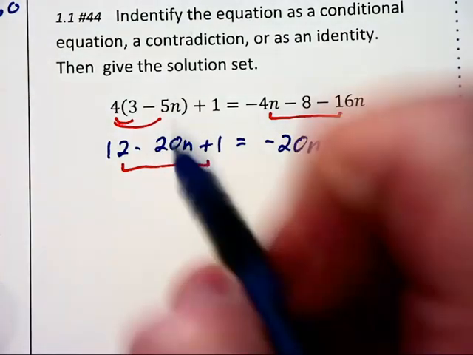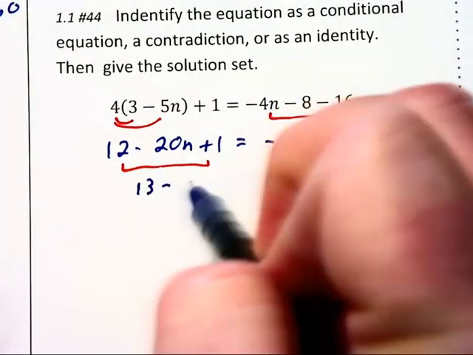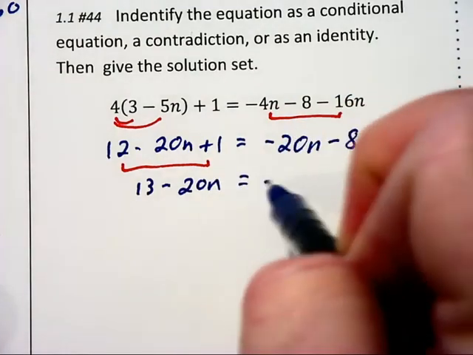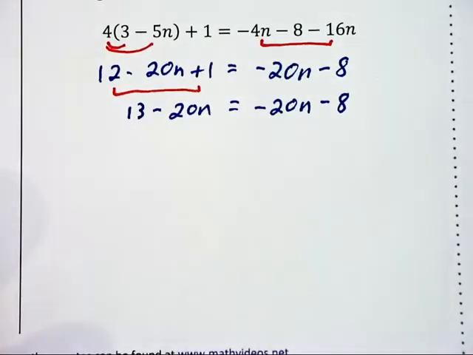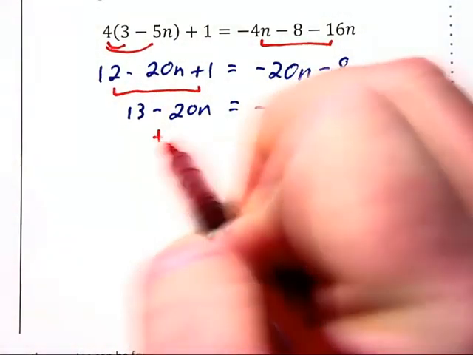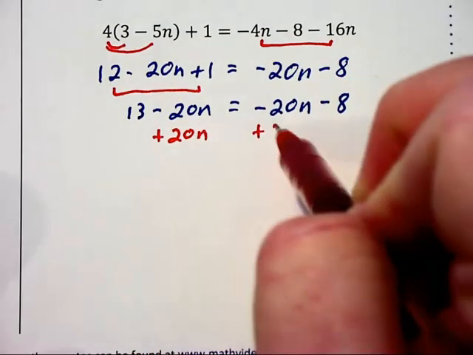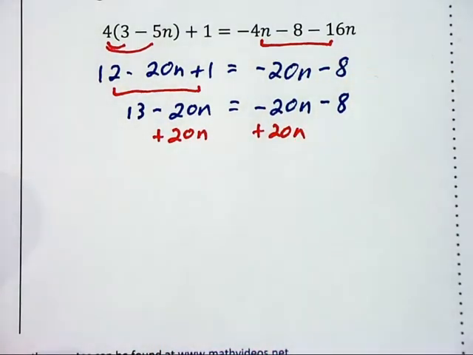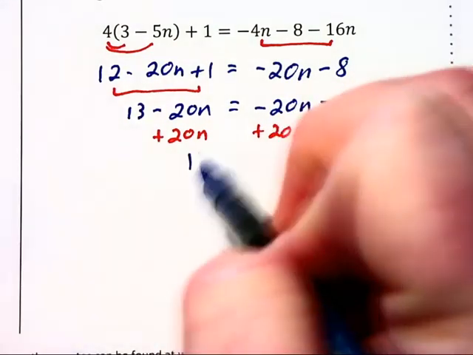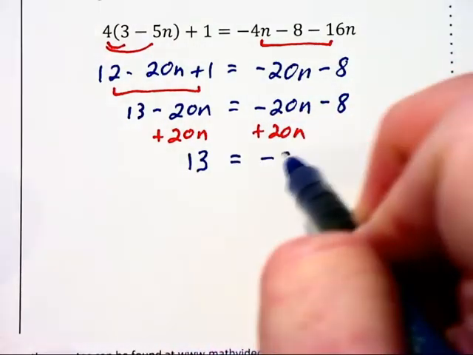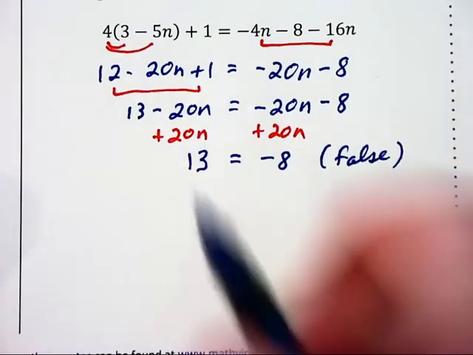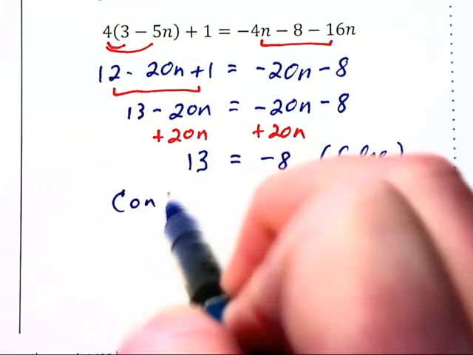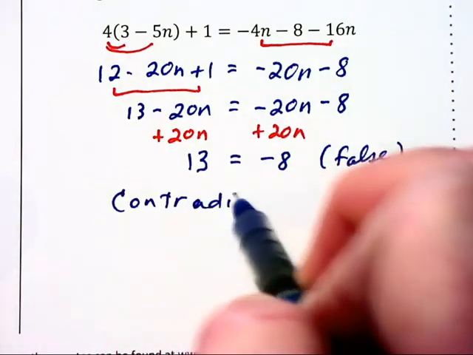This is going to give us 13 minus 20n equals negative 20n minus 8. There's no change on the right hand side. And since we have negative 20n's on each side, let's add 20n to each side. The n's disappear from the equation altogether, and we have left 13 equals negative 8. This is a false statement. Therefore, this equation contains a contradiction.